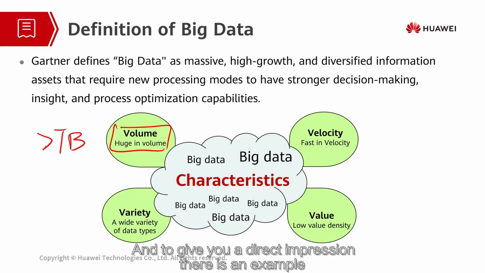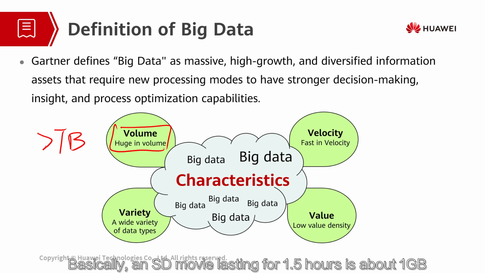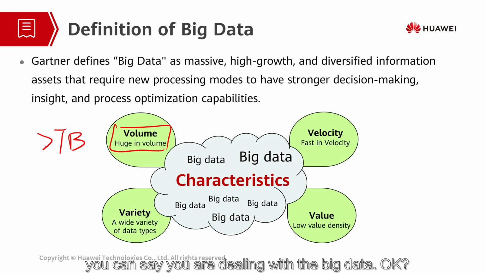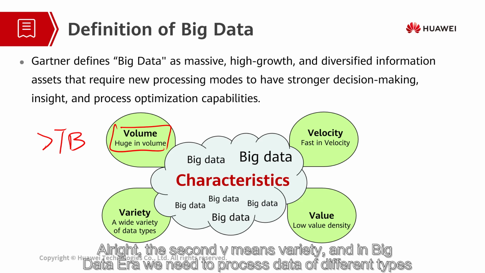To give you a direct impression, here is an example. Basically, an SD movie lasting 1.5 hours is about 1 gigabyte. So, if you download more than 1,000 movies at the same time, you can say you are dealing with big data. Okay? The second V means variety.